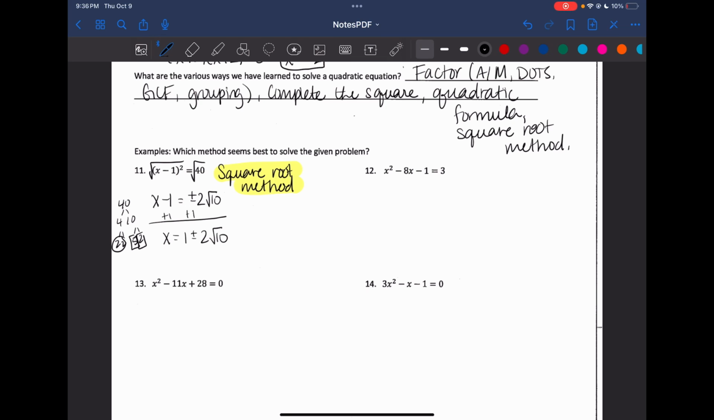So what I can do for number 12 is make a decision based upon what number is in the front. Since there is no number in the front, I'm probably not going to want to use the quadratic formula, because there's probably something a little simpler than that. So my options are either something as simple as factoring using A and M, or maybe completing the square. Now, I'm looking here and I noticed that our B term is even. If you remember from class, if the B term is even, you're probably going to want to complete the square.